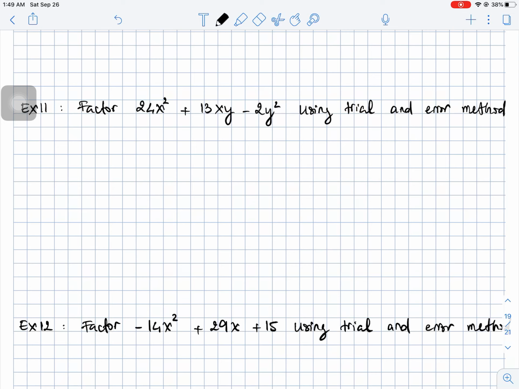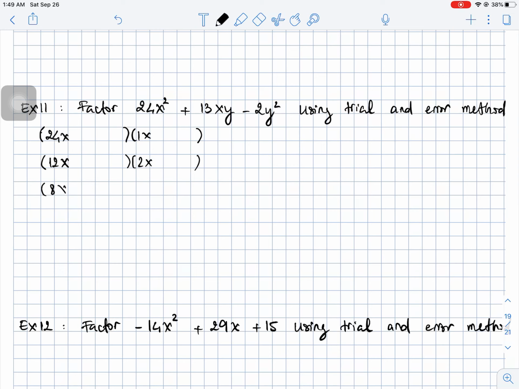Example number 11. Factor 24x squared plus 13xy minus 2y squared. We will list out the possible combinations. So we may have 24x and 1x. And notice that we always like to put the higher number first in the first parenthesis.